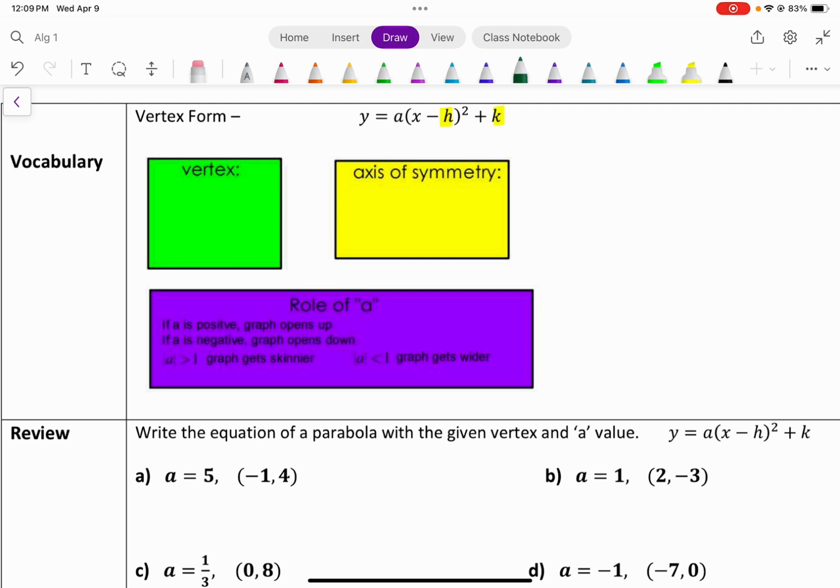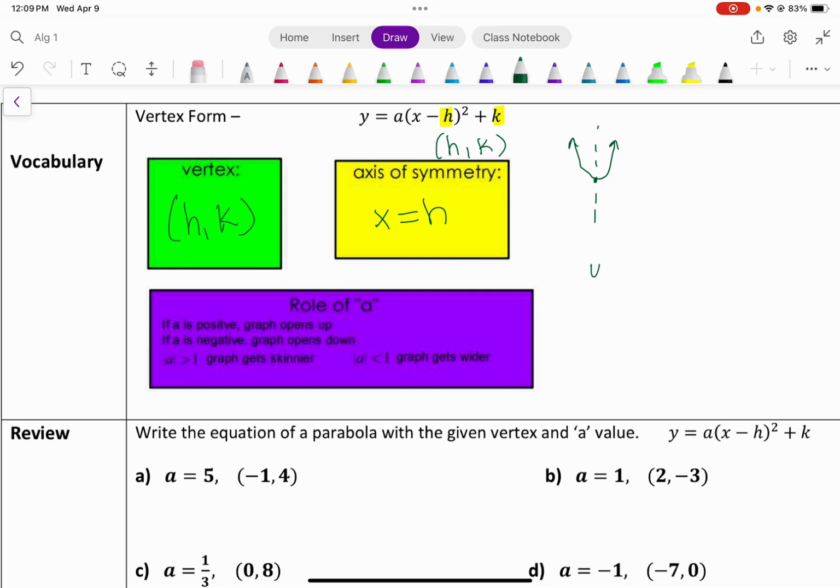H and k are our vertex. So notice it says the opposite of h. So h, k, there's our vertex. We pull out the h value, we pull out the k value. Our axis of symmetry is h, because remember our vertex, our axis of symmetry intersects our vertex. The role of a is the same.